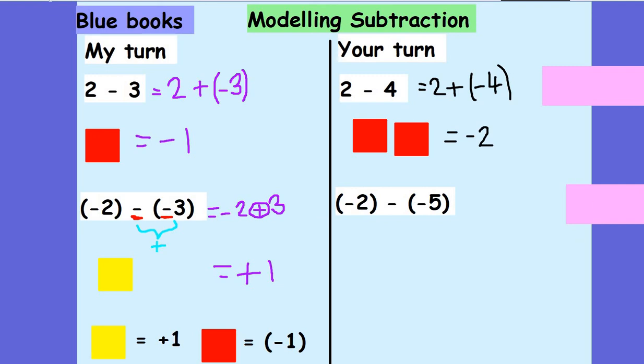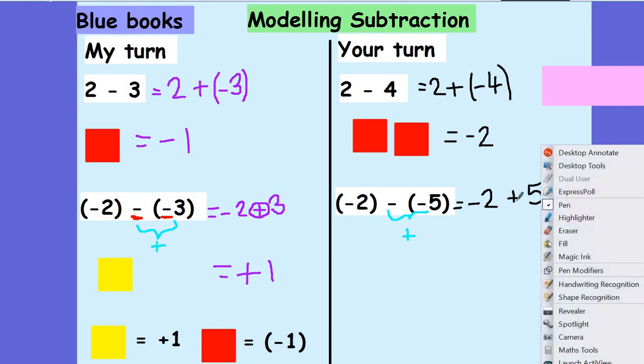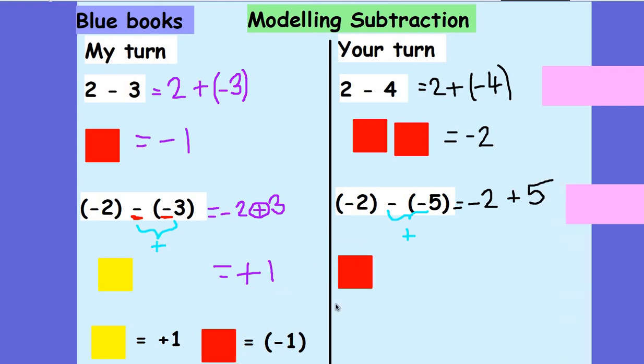For the next one, I first notice that I've got 2 negatives in a row, and that becomes a positive. So I can rewrite this sum as negative 2 plus 5. Now we can model it. Negative 2 means I need 2 reds, and positive 5 means I need 5 yellows. There they are. Let's remove some 0 pairs. There's 1. There's your second one. And I'm left with just positive 3.